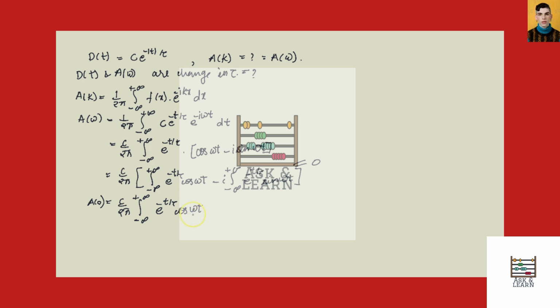Here cos is an even function and e to the power minus t by tau is also an even function. Their product becomes even, and when integrating between equal and opposite limits, the result will be equal to twice the integral between 0 and the upper limit of e to the power minus t by tau cos omega t dt.